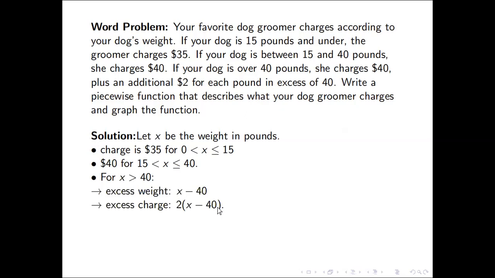Okay? And then, how do we get the total charge? So the total charge would be $40 plus the additional, the excess charge, which is this one. So we have this 40 plus 2 times quantity X minus 40, which again is the excess weight. And if simplified, this is negative 80 plus 40, so 2X minus 40 for X greater than 40. By the way, this does not apply for all X values, for X greater than 40 only. So now we are ready to set up the split function.